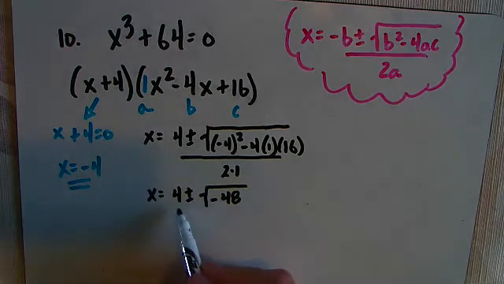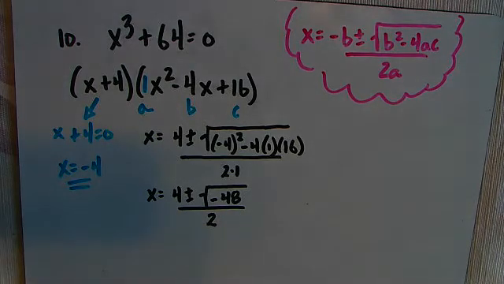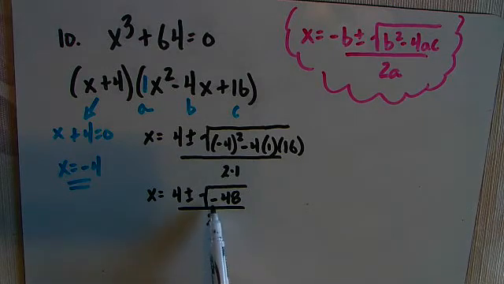All right, and all of that is going to be over 2. Now again, this is why we have a complex solution or imaginary, because if you look right now, I can't take the square root of a -48. You can try punching it on your calculator. Again, you'll get that error message because it's not a real number.